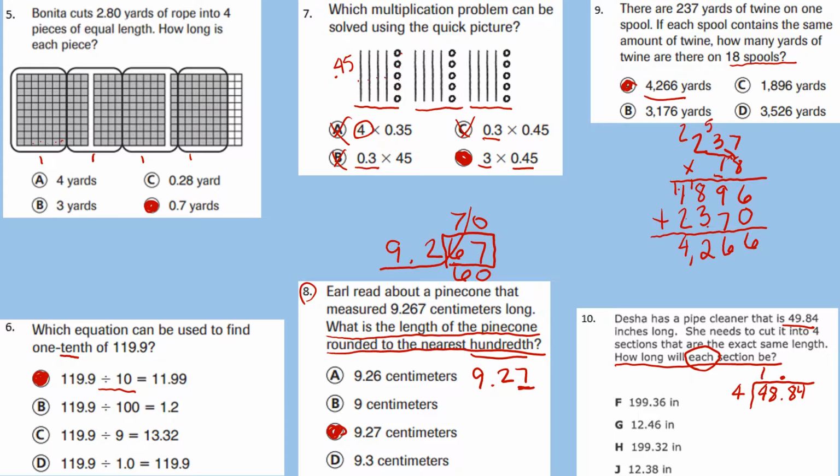4 goes into 4 one time. 4 goes into 8 2 times. 4 goes into 8 2 times again. And then 4 goes into 4 one time. So the answer is 12 and 21 hundredths.